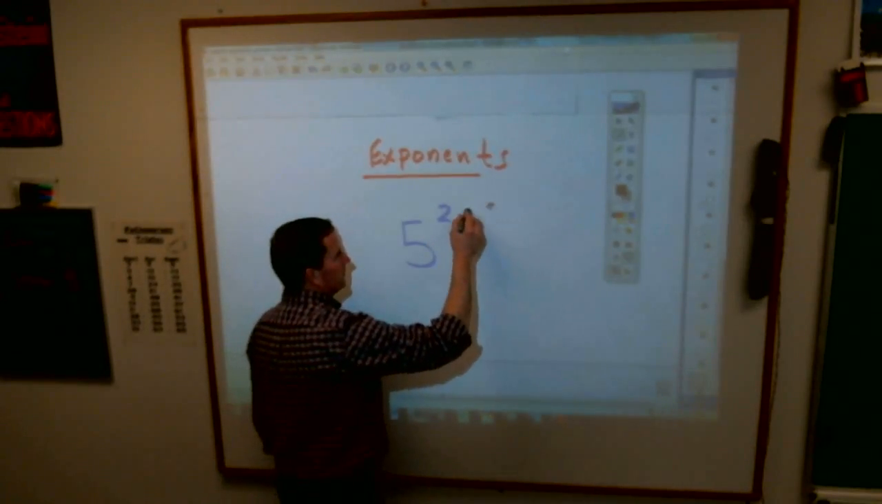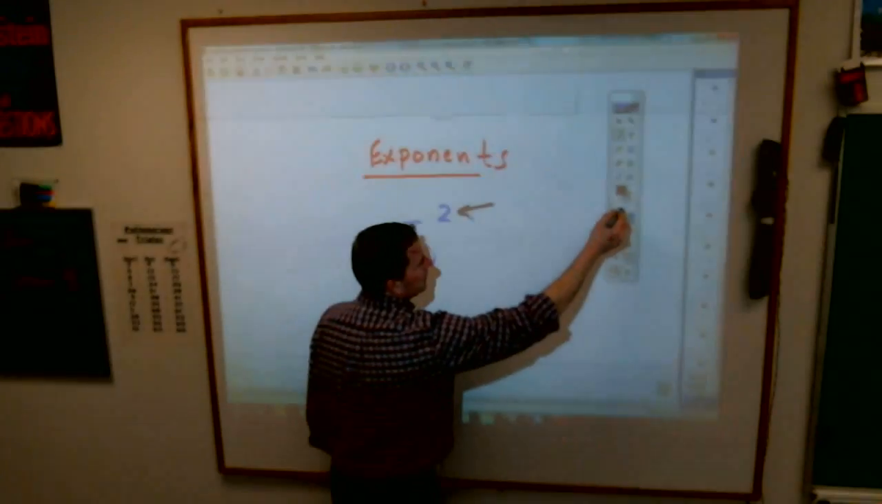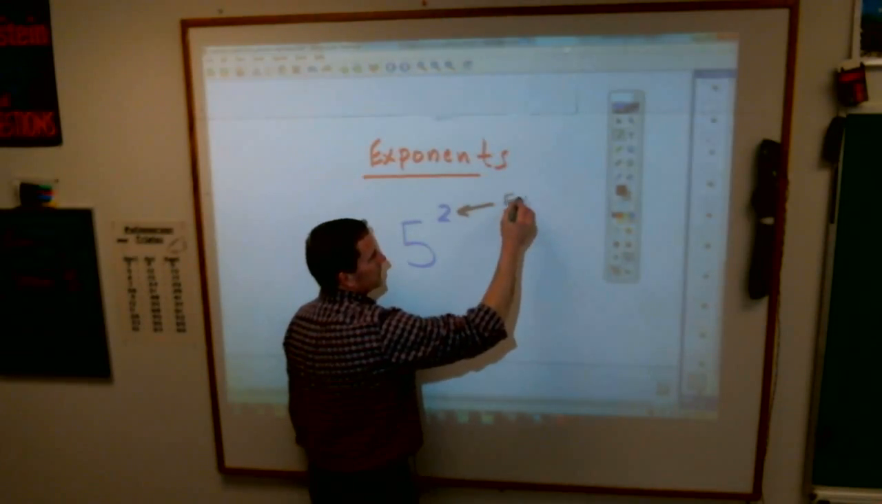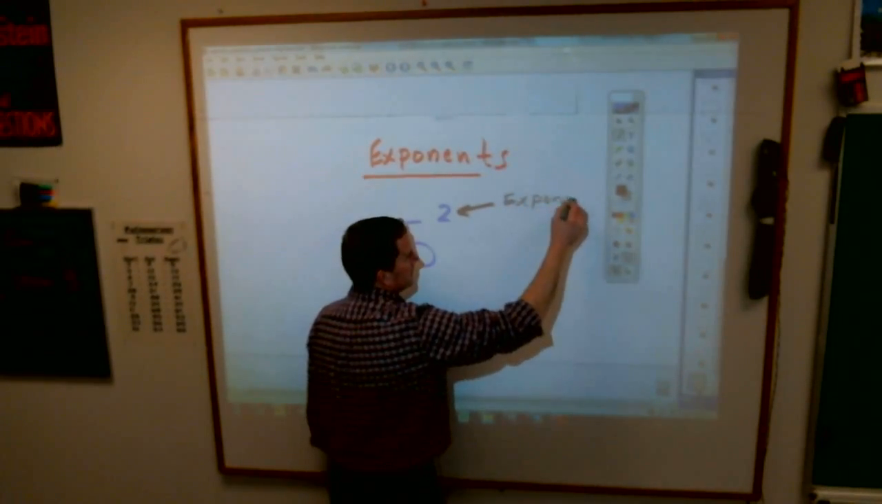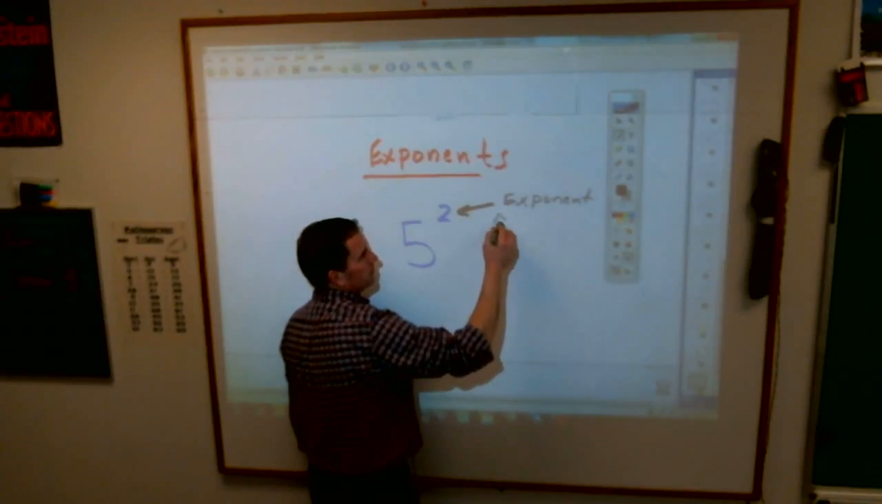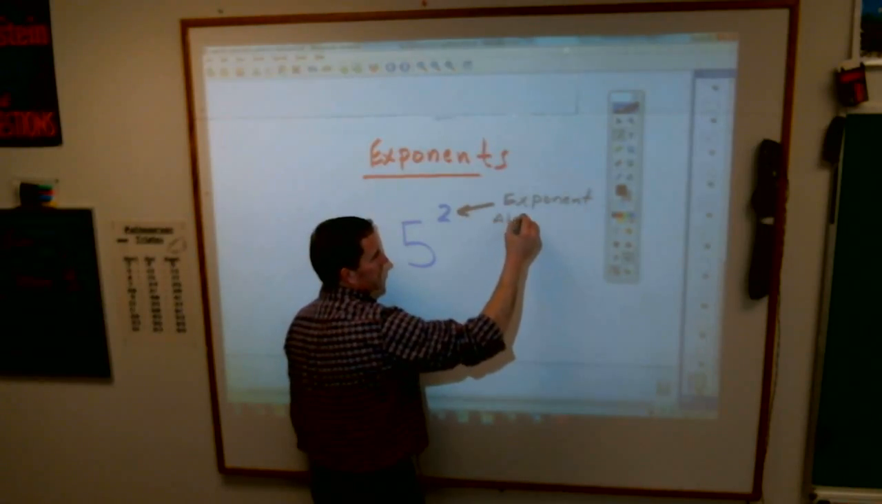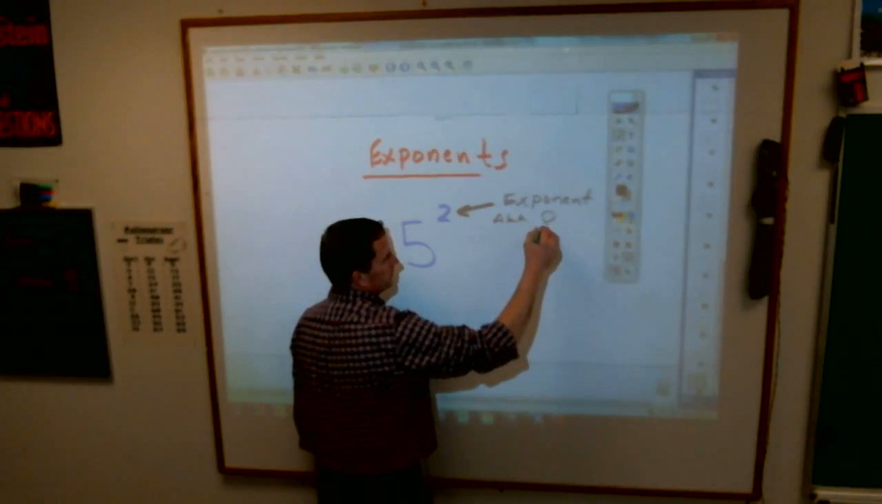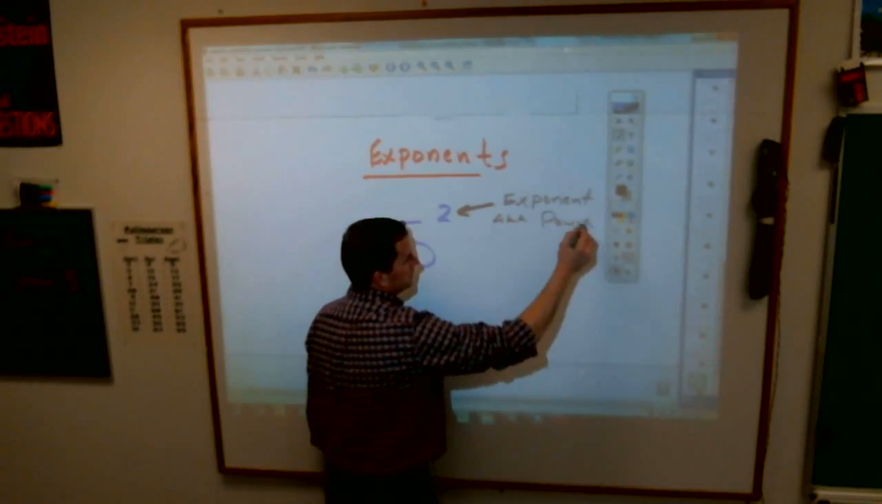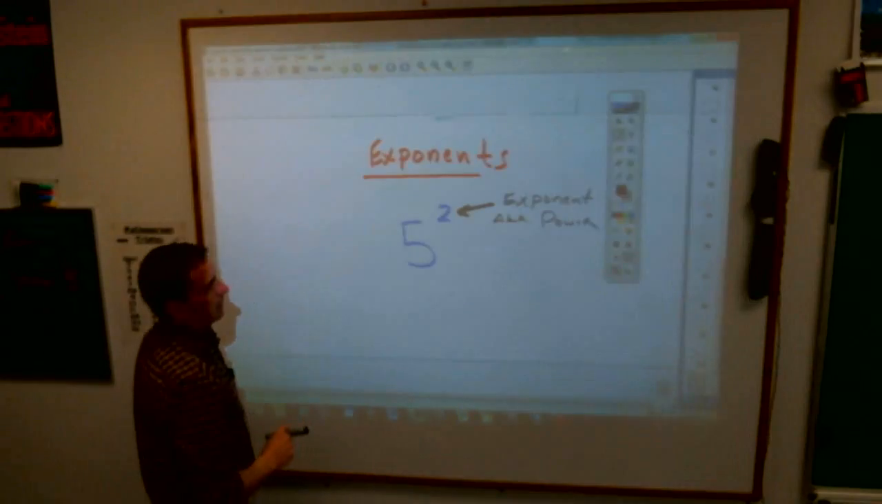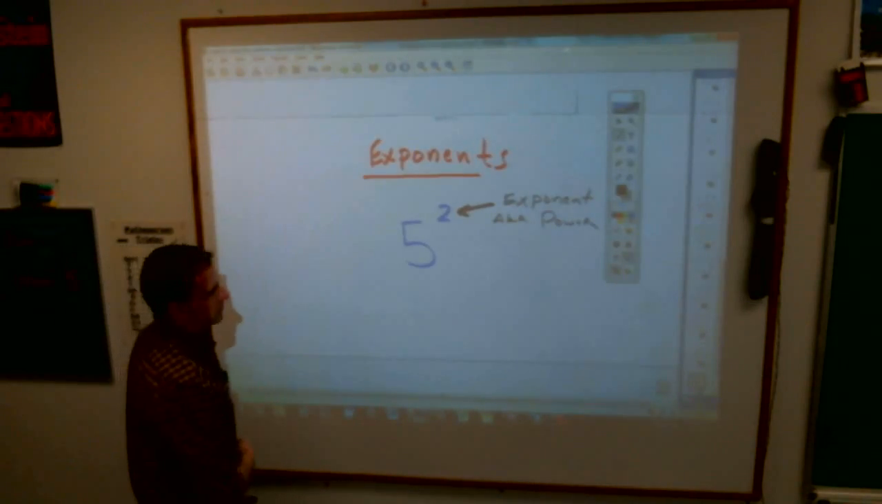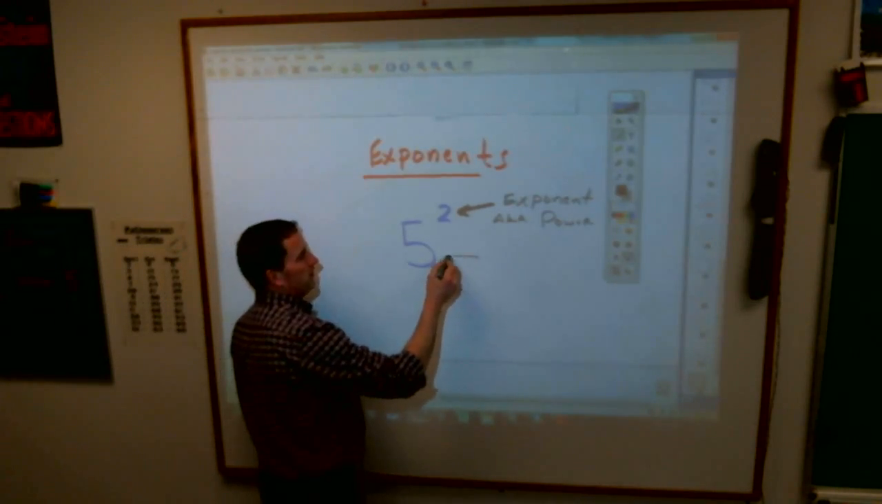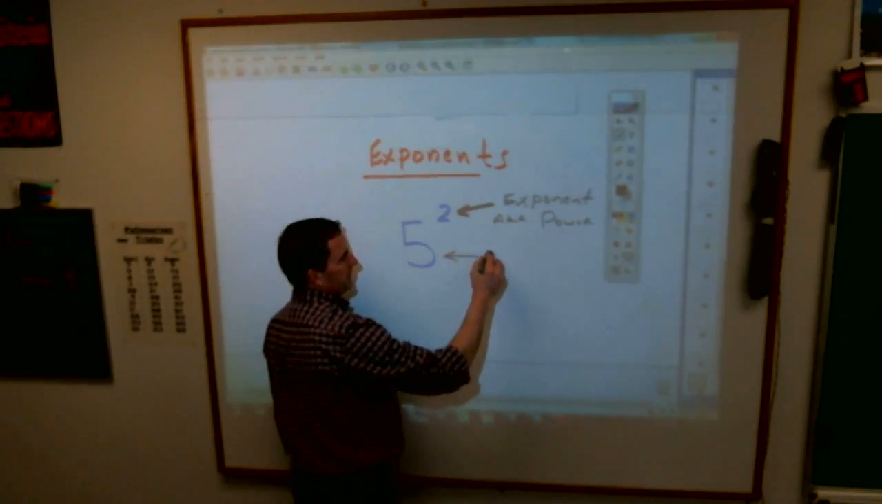This little guy up here, this little tube, is what we call the exponent. It is also known as, aka, if you will, a power. Okay. It is also known as a power. Powers and exponents are the same thing. This big number here is what we call the base.